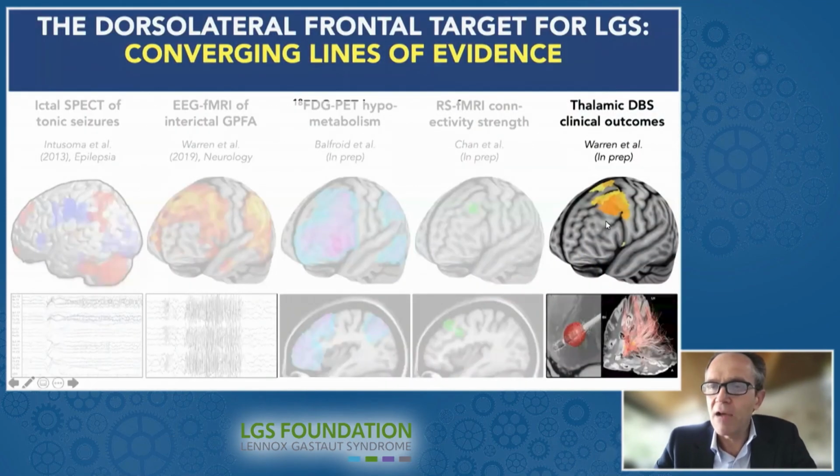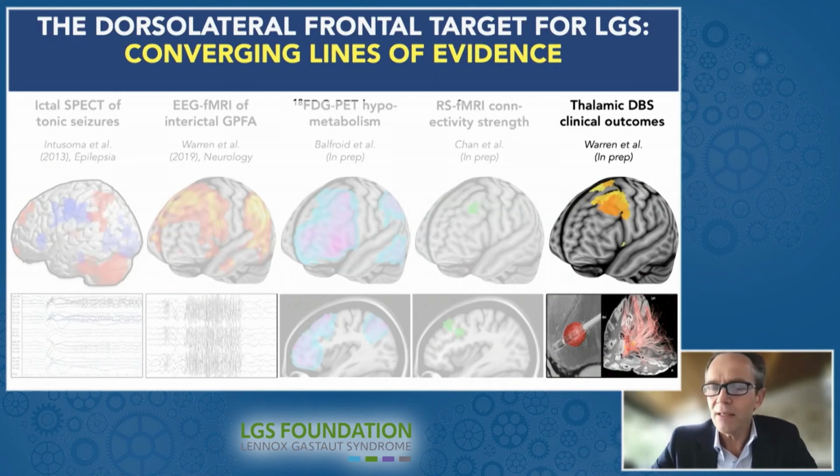Aaron Warren, a postdoc working with me, who's had some of his funding from the Lennox-Gastaut Foundation, and thank you very much for that, has then gone back and looked at the patients who've responded and compared the location of the active electrode and where it projects to in the brain. So what we see is that in patients who've responded better to the brain stimulator, the region of the thalamus that they were stimulated in connects most strongly to this same frontal region.